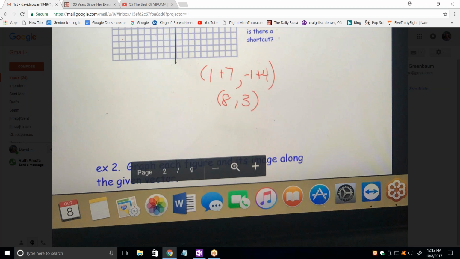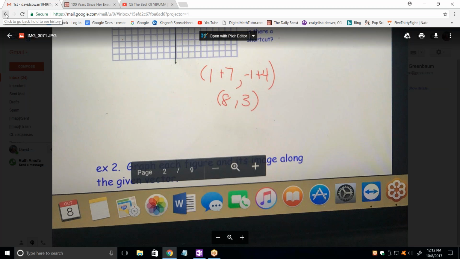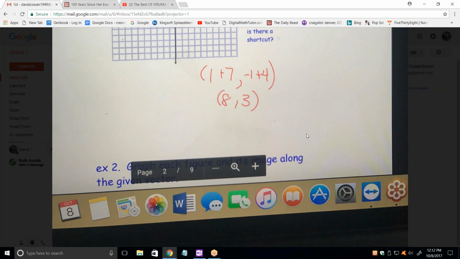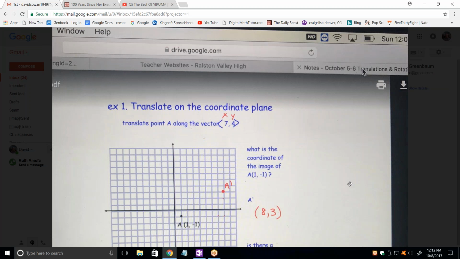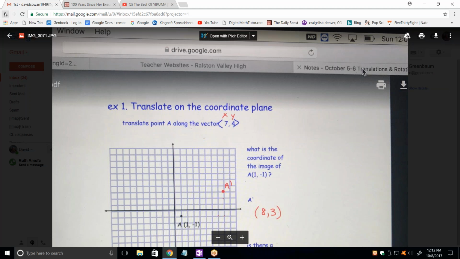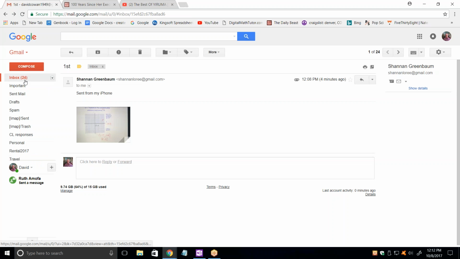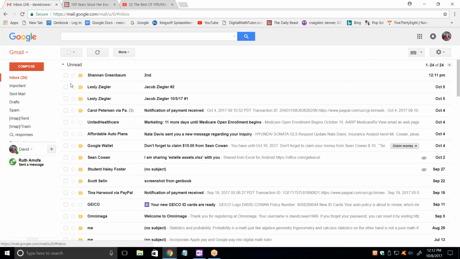Okay. All right. Let's see if we've gotten example 2. I'm trying to read this. Graph each figure and its image along the given vector. Okay, I assume that's coming. Yeah. All right. Let's see if we've received anything yet.